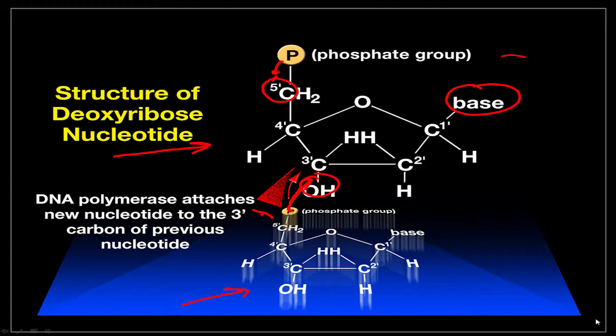If you just think of this as one little dinucleotide, two of them together, it's going to have a 5' end and it's going to have a 3' end, right? And if another nucleotide's coming in down here, that's always going to be added to the 3' end.